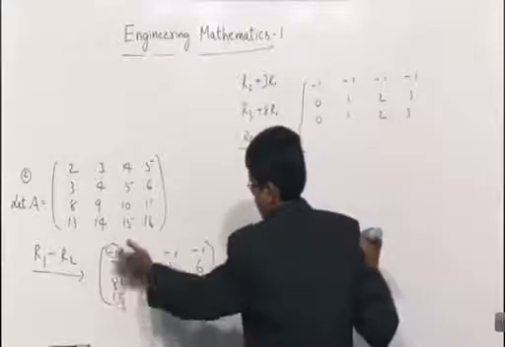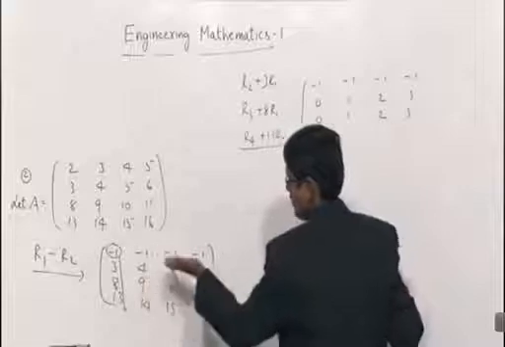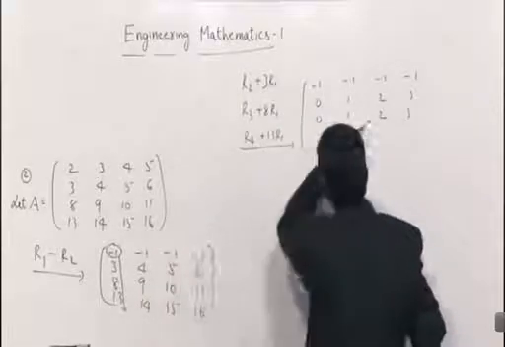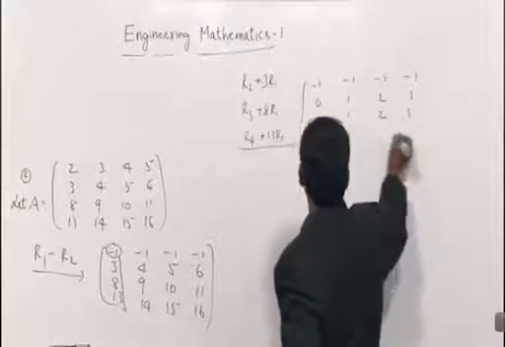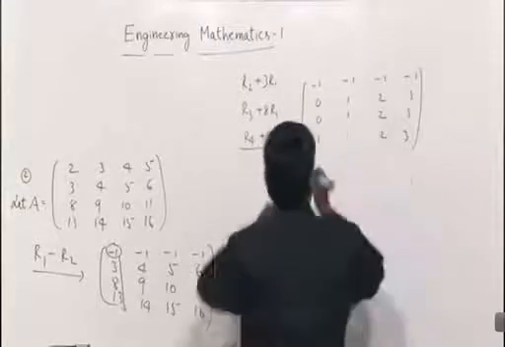8R1, R3: 8 plus 8 into -1 is 0. 9 plus 8 into -1 is 1. 10 plus 8 into -1 is 2. 11 plus 8 into -1 is 3. Similarly, here also you will get 0, 1, 2, 3. Step 1, row 1 over.